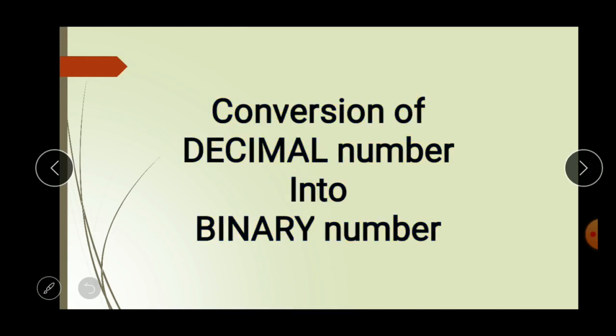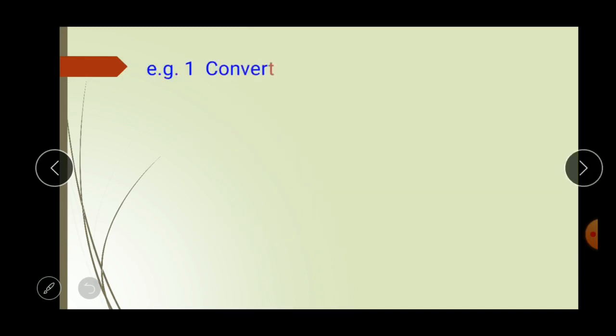Conversion of decimal number into binary number. So here the first example we are going to observe is to convert a value 28 which is in decimals. We are going to convert this decimal value 28 into binary. So how to do it? Let's see.